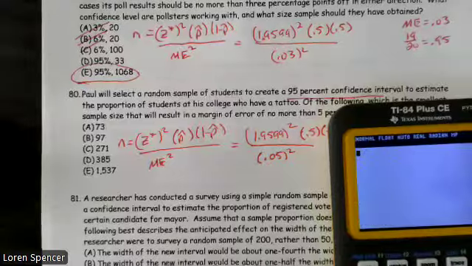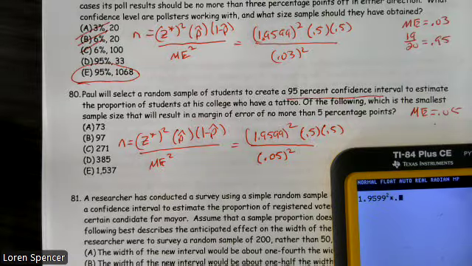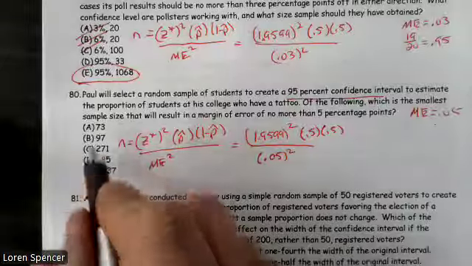Second vars, 1.9599 raised to the second power times 0.5 times 0.5, that takes care of the numerator, divided by 0.05 squared, that's the denominator, equals 384.12. Once again, we ended up with the decimal, so we round up, always.